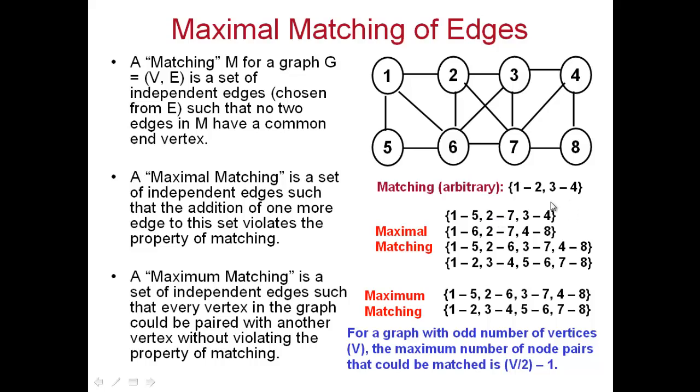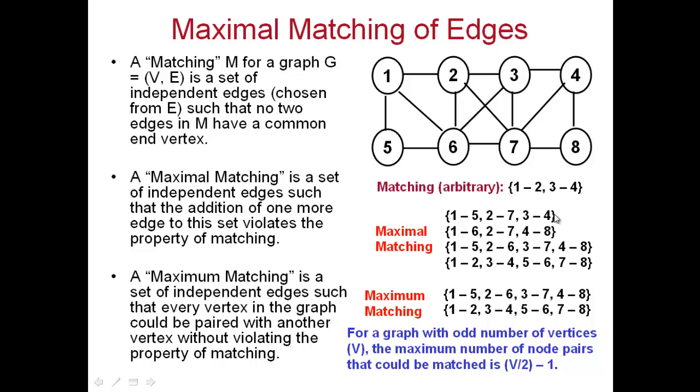Now if I add one more edge to this set from this graph, so all these three edges are taken from this graph: 1, 5, 2, 7, 3, 4. There are a lot of other edges also available in this graph. But if you add any other edge to this set of three edges, it is going to violate the property of matching. You can check. Let us add the edge, say, 1, 6. 1 is already here. If I add the edge 5, 6, 5 is already here. If I add the edge 2, 3, both 2 and 3 are already here. 7, 8, 7 is already here. 4, 8, 4 is already here.